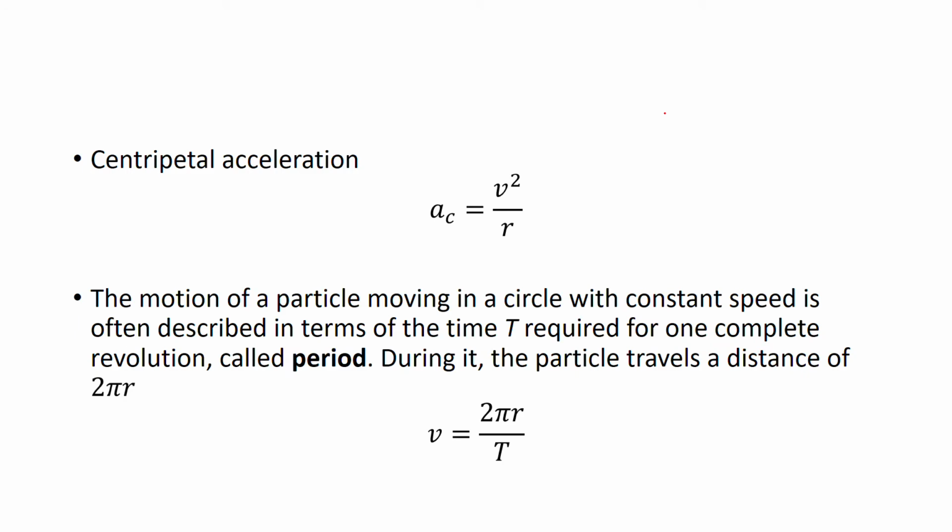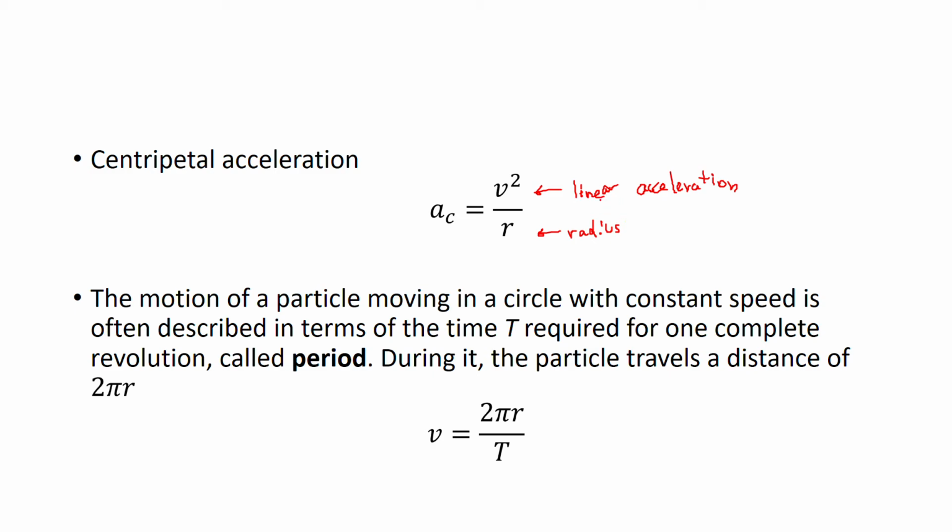There are some concepts we need to know. Centripetal acceleration can be computed whenever we have this. V is the linear velocity, and R is just the radius. Remember, for this to work, the radius should be constant, and the velocity, we're going to analyze it at any point.